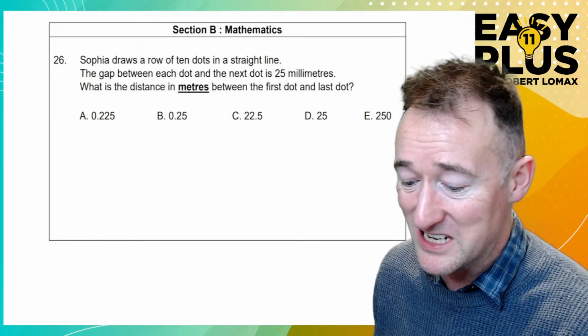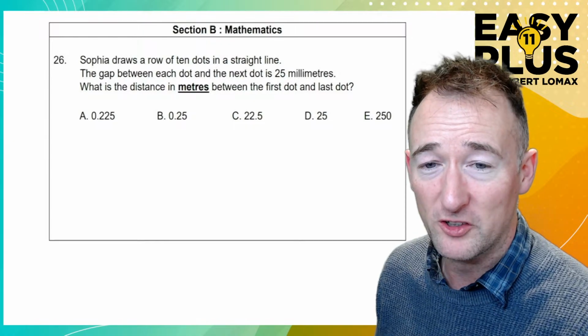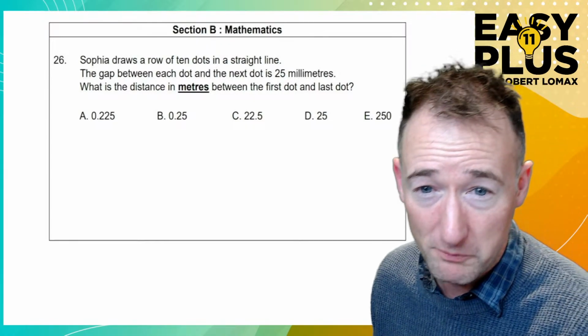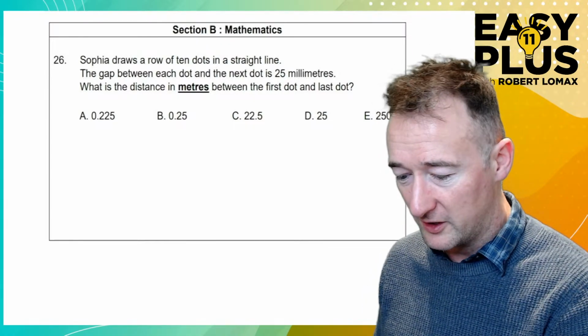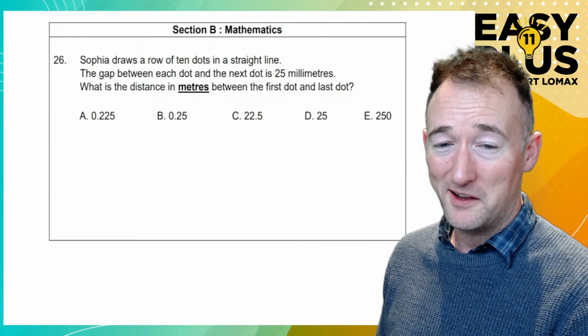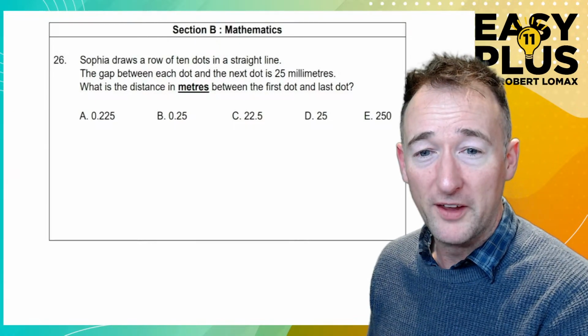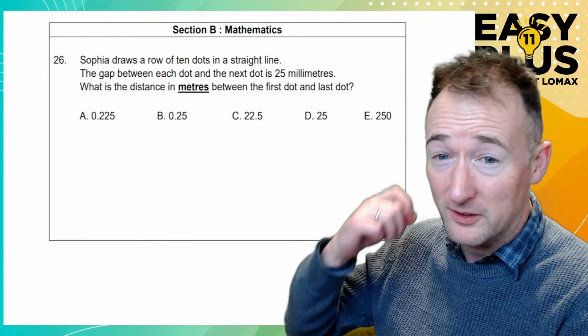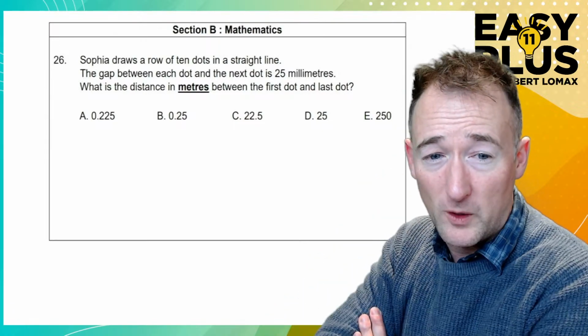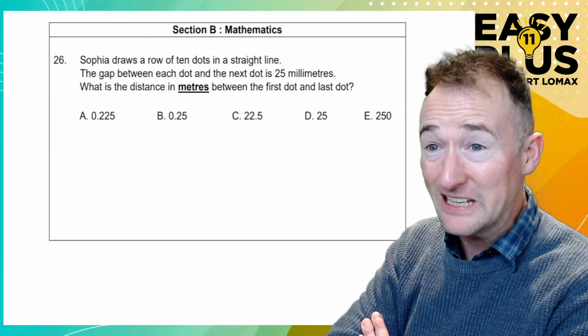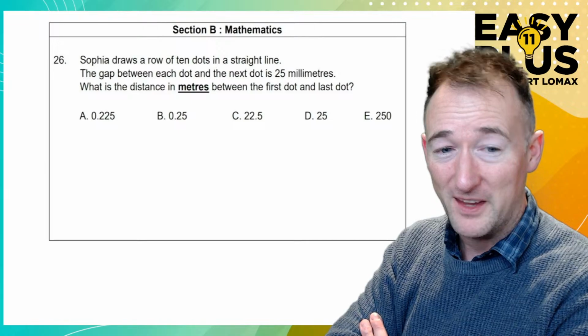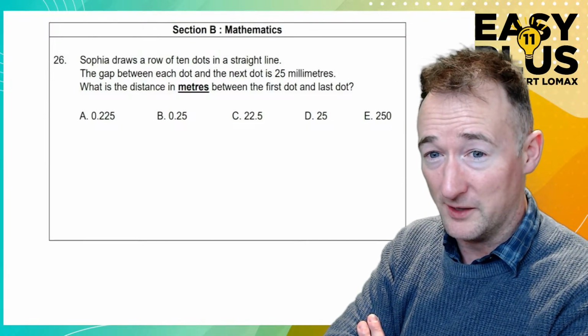Sophia draws a row of 10 dots in a straight line. The gap between each dot and the next dot is 25 millimeters. What's the difference in meters between the first dot and the last dot? Now, lots of people will say, okay, well, there are obviously 10 gaps, and 10 lots of 25 millimeters is 250 millimeters. Careful, there's a bit of a logic issue here.